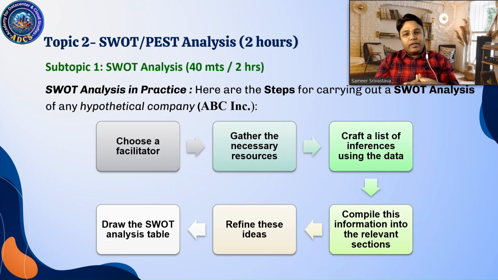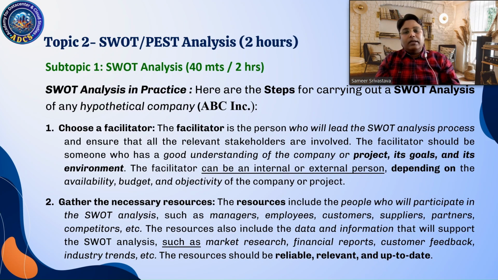So you have to choose a facilitator. Then you have to gather the necessary resources, which is basically data about the business, and that should also be authentic. Then you have to craft a list of inferences using that data. Then compile this information into relevant sections, refine these ideas, and finally draw the SWOT analysis table. We'll go one by one to understand that.